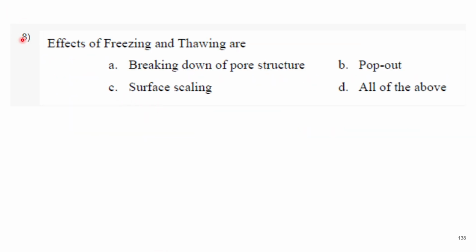Next question. Effects of freezing and thawing are: A, breaking down of pore structure; B, pop out; C, surface scaling; or D, all of the above. Which is the correct option?